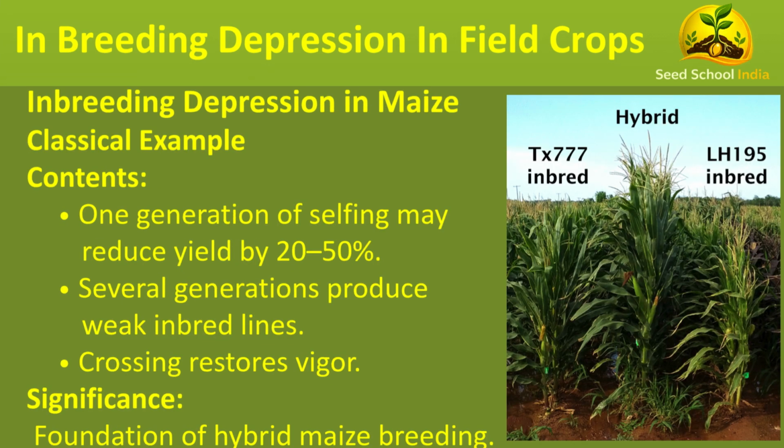Maize provides one of the best examples of inbreeding depression. After only one generation of self-pollination, a noticeable reduction in plant height, ear size, grain yield, and overall vigor can be observed. Continued selfing produces weak inbred lines. However, when two unrelated inbred lines are crossed, the resulting F1 hybrid regains vigor and often exceeds both parents in performance. This phenomenon forms the foundation of commercial hybrid maize production worldwide.